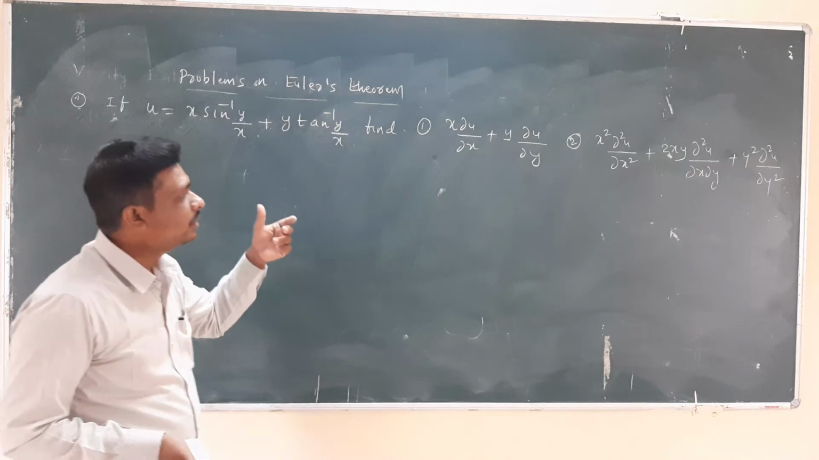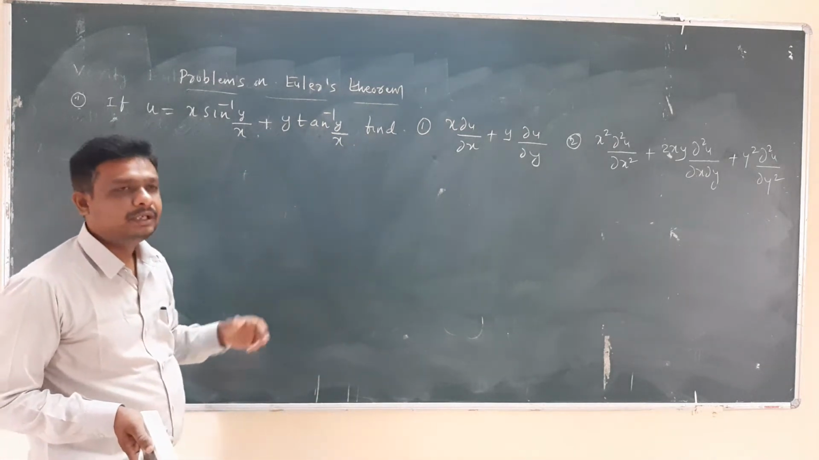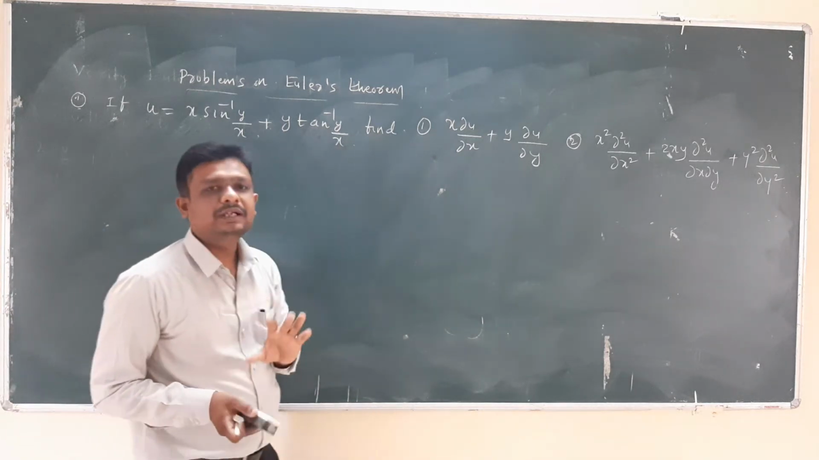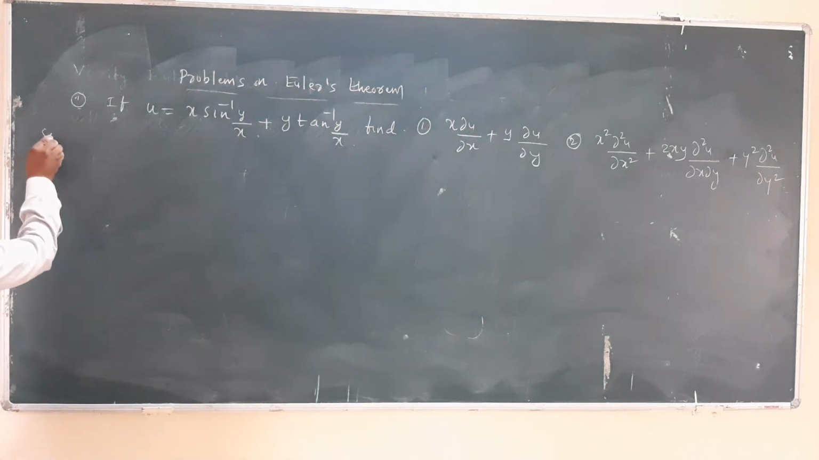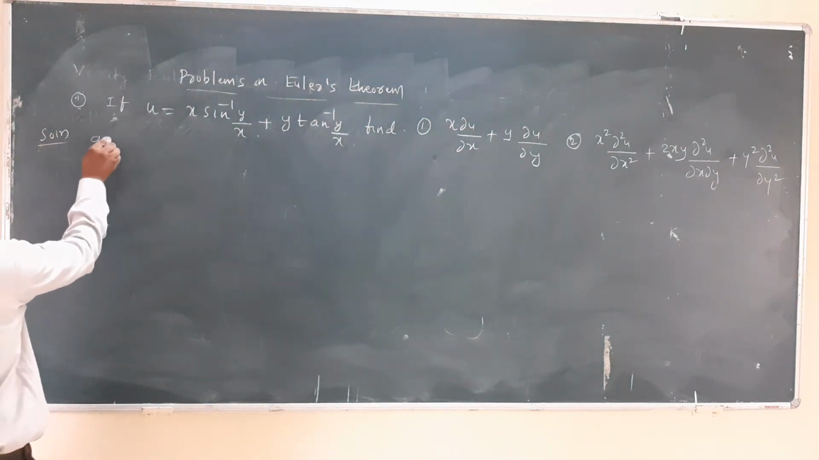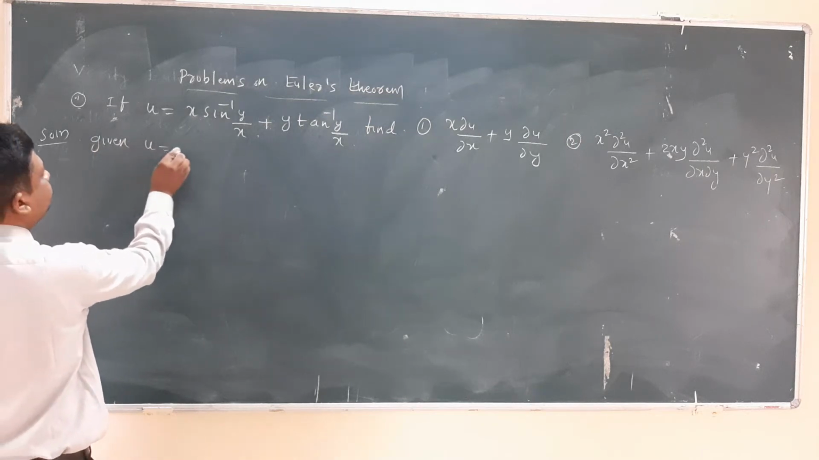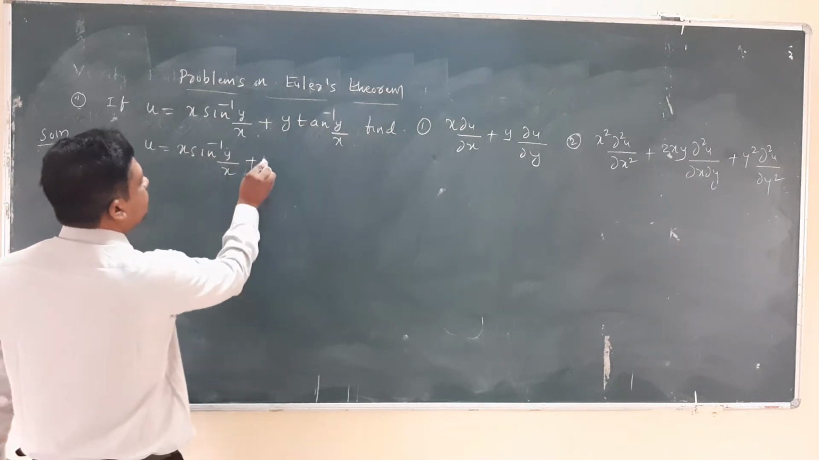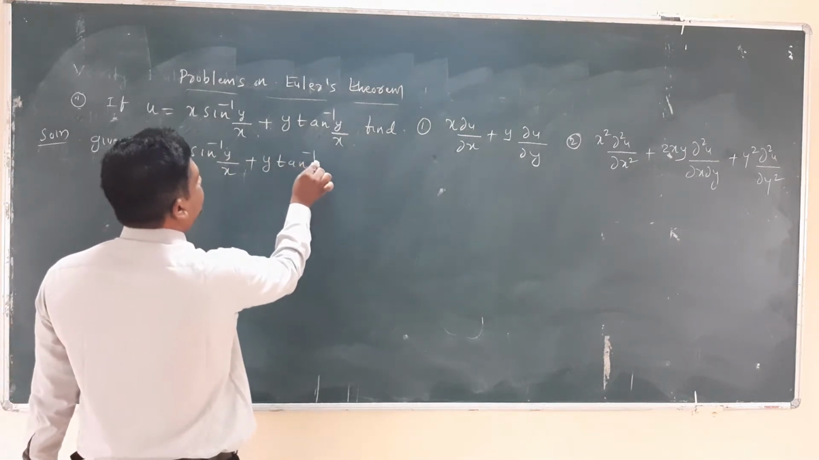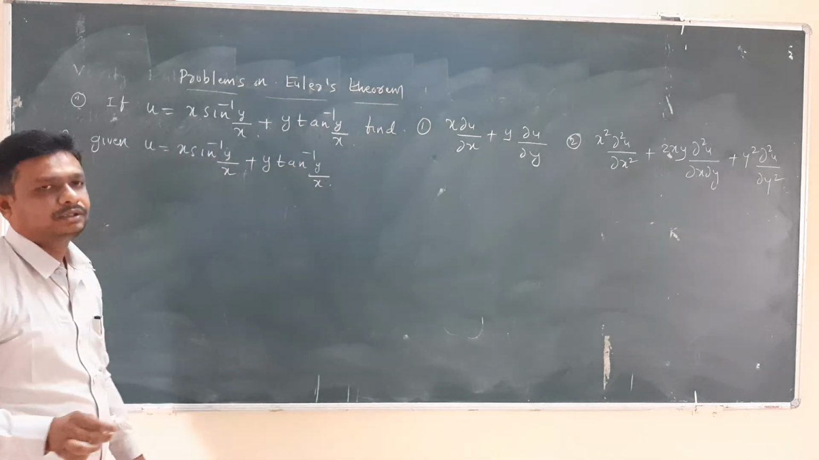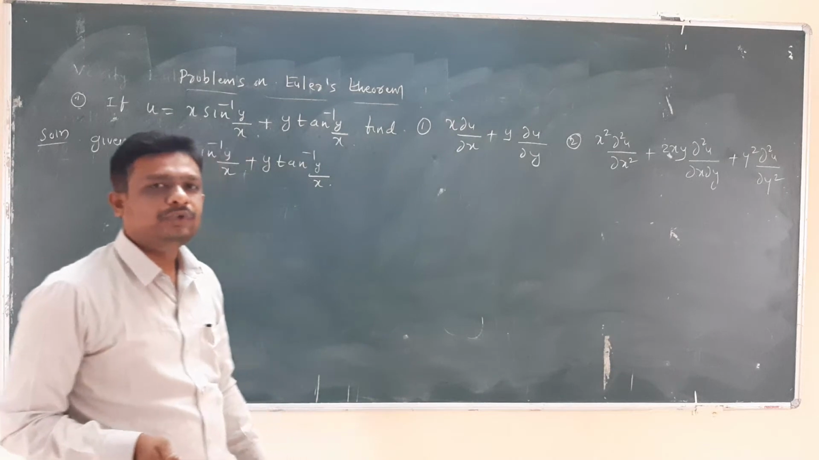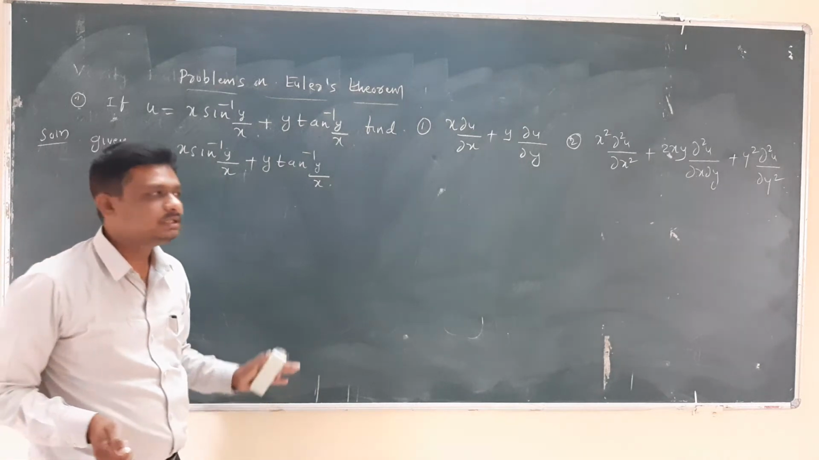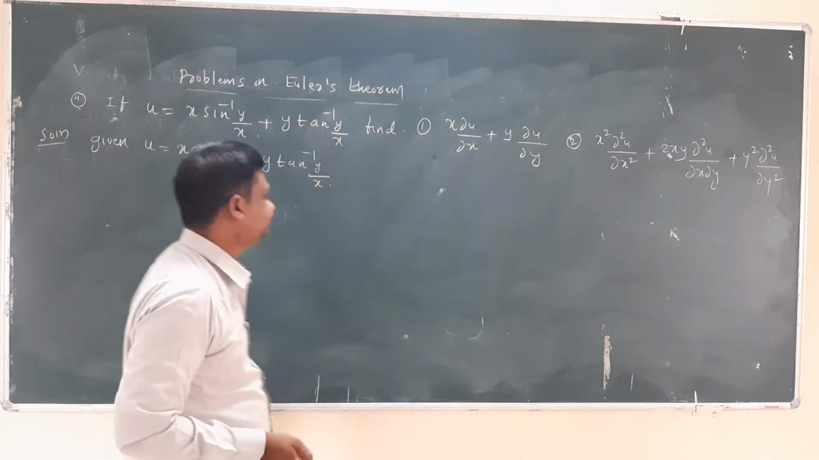If I directly want to find this result, it will take more time and it will become lengthier. So to make this simple, here I am using Euler's theorem. Solution. Here given u is equal to x sin inverse of y upon x plus y tan inverse of y upon x. So to apply Euler's theorem, first we have to verify whether the given function is homogeneous. If the given function is homogeneous, then only we can apply Euler's theorem.